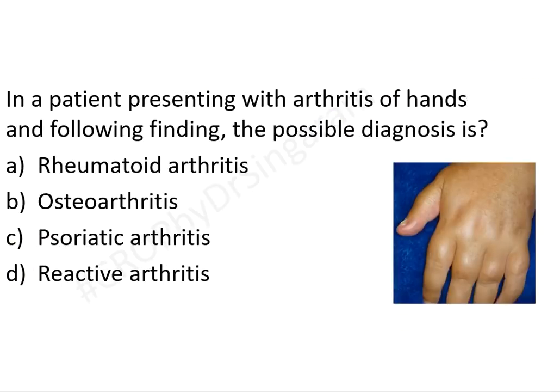The next question is, in a patient presenting with arthritis of the hands and the following finding, what is the possible diagnosis? What are you seeing? You are seeing the swelling of the fingers. Okay, this is what we call dactylitis, which is due to inflammation of the fingers. Dactylitis, and the appearance is what we call sausage digits or sausage fingers.